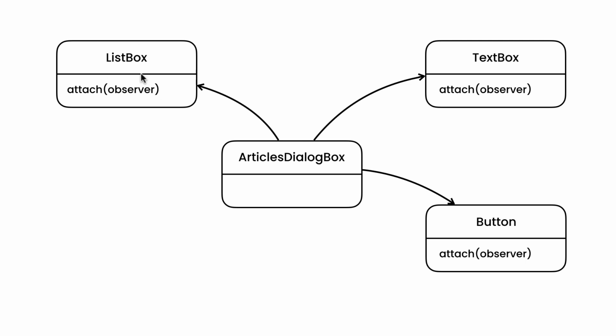Whenever the state of a list box or a text box changes, our articles dialog box gets notified. So with this structure, our UI control classes don't need to have a reference to a dialog box. They don't even know if a dialog box exists. Whenever their state changes, they notify other objects, in this case, our dialog box. So in our UI control class, we should introduce a new method like attach that takes an observer. And in these implementations, in the text box or list box, whenever the state changes, we're going to notify these observers. I'm going to show you how to implement this next.